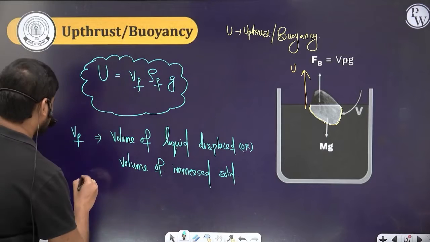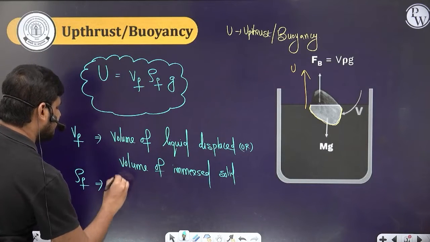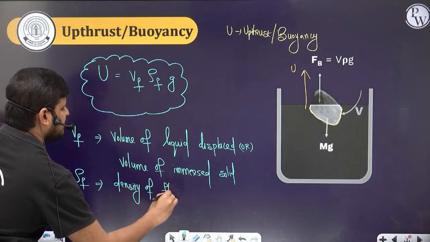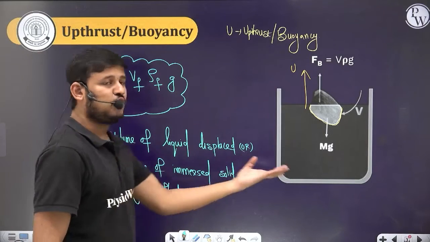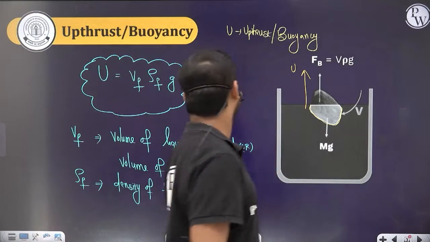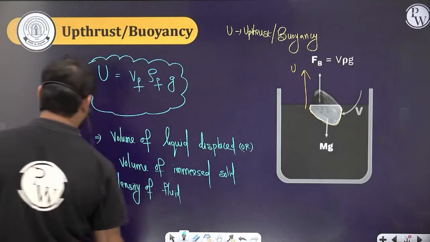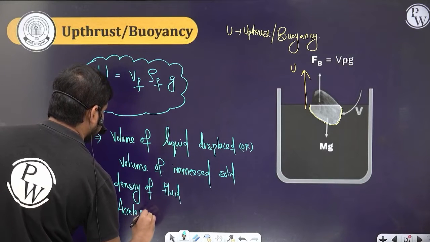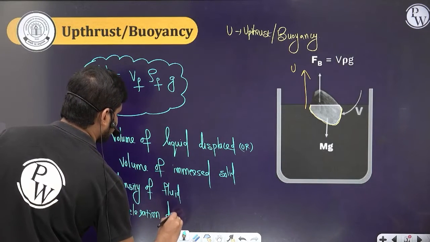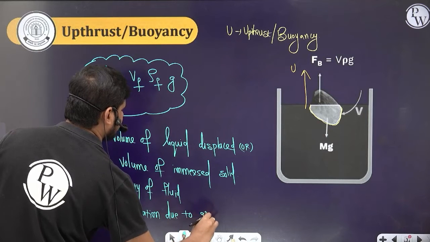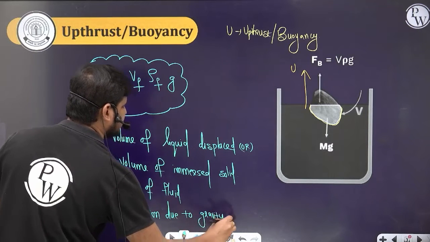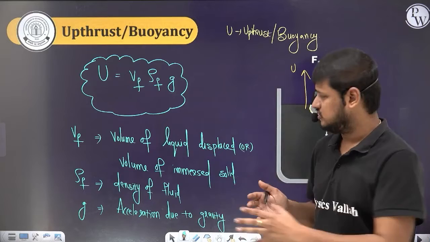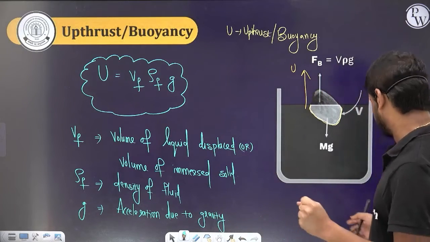And rho f is the density of the liquid or fluid. It is the density of the given fluid, whatever it is. Here this can be water or oil or any other fluid. And g is the acceleration due to gravity, the small g. Done? Yes, good. You will understand all these concepts step by step. Just follow the concept.